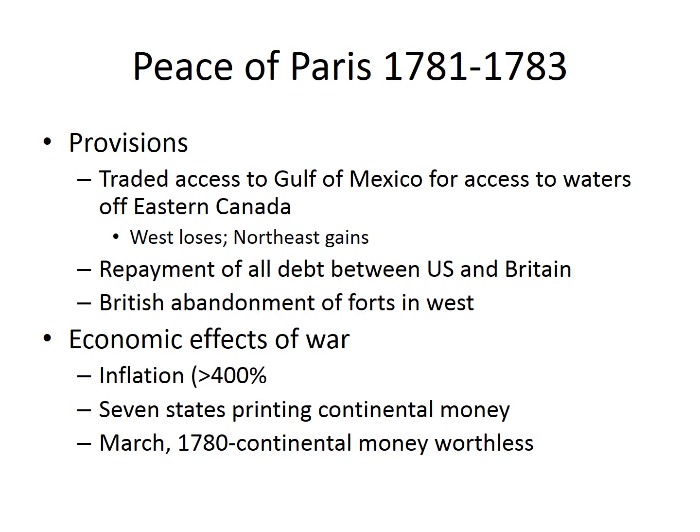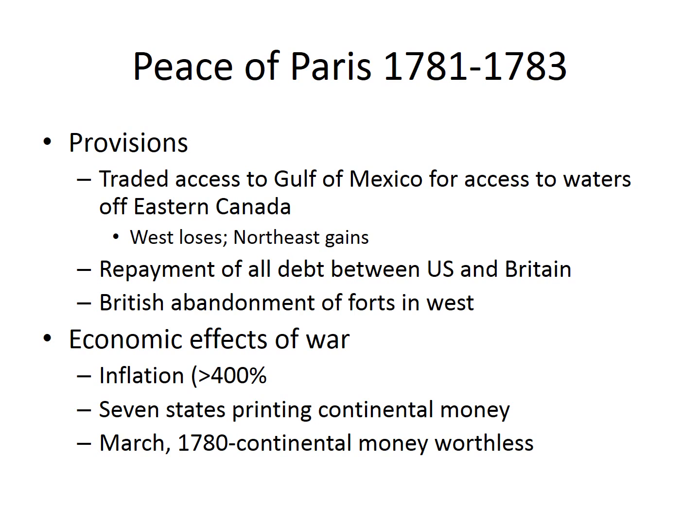This sets up immediately a regional division. The western areas of the now United States, the Piedmont region and Alleghenies, need the Mississippi River to be able to transport out to the Gulf of Mexico and then over to markets in Europe. By trading that off, they lose that. The only winners in this provision of the treaty is the Northeast, which is to say the New England states, because they now have access to fishing rights off the coast of Canada.